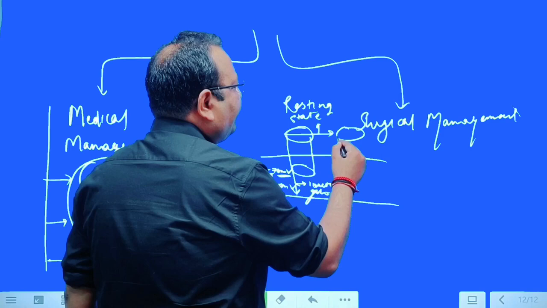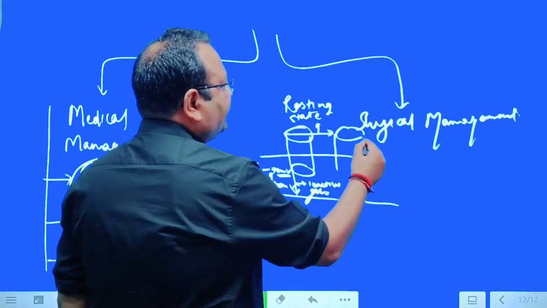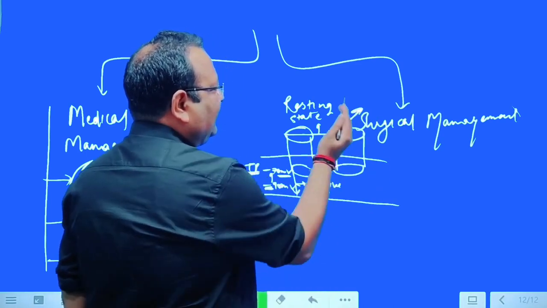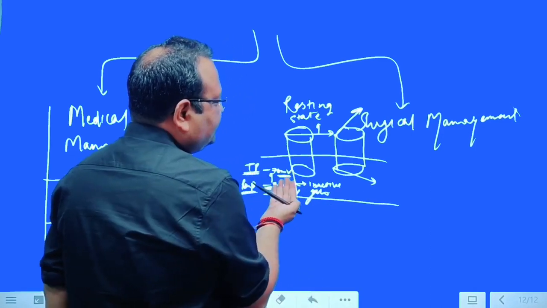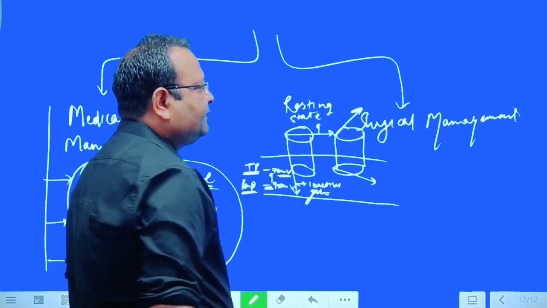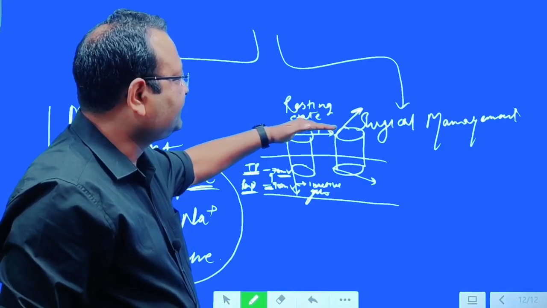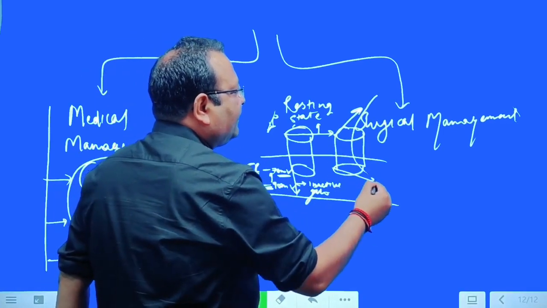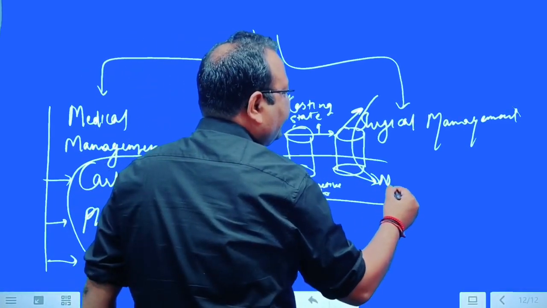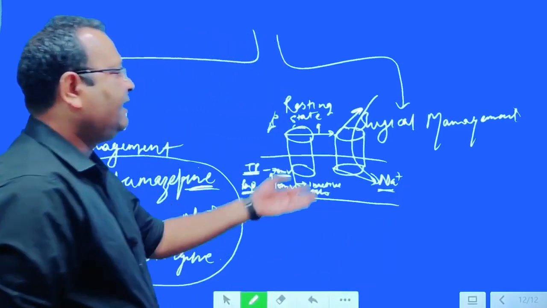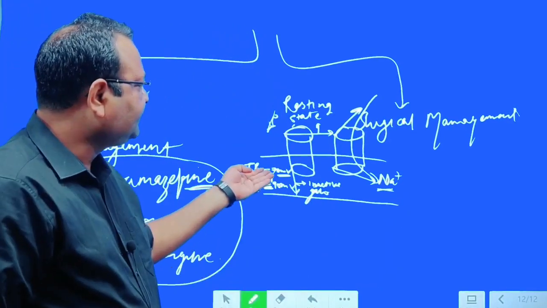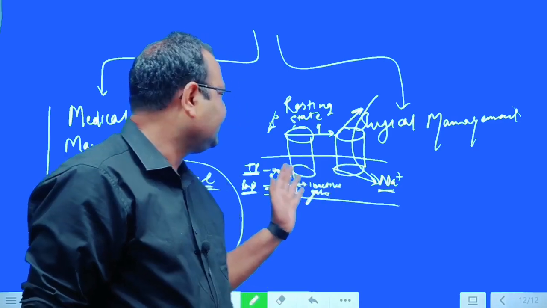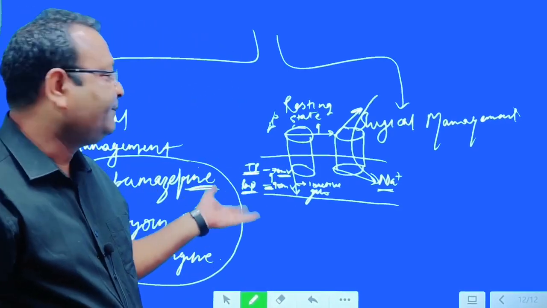Now when an appropriate stimulus comes and the threshold potential is achieved, what happens? Voltage gated sodium channels open. So this opens slightly and this closes slightly. This will tend to close and this will tend to open. This is the state when the sodium ions can enter inside, and when the sodium ions enter, the negative polarity changes to the more positive side, or we can say it is depolarized.